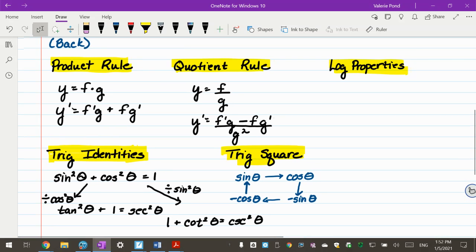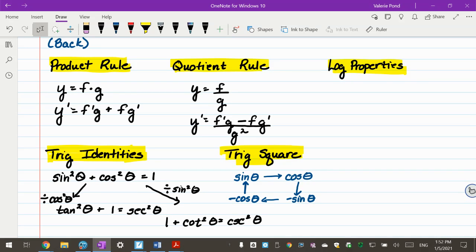Now on the back of the card, we have the product rule. That hasn't changed. So y equals f times g, and y prime is f prime g plus f g prime. We have the quotient rule: if y equals f over g, y prime is f prime g minus f g prime over g squared. Leave a spot for log properties because we'll be using those later on, and the change of base formula. So there's a spot there on the back of your card.